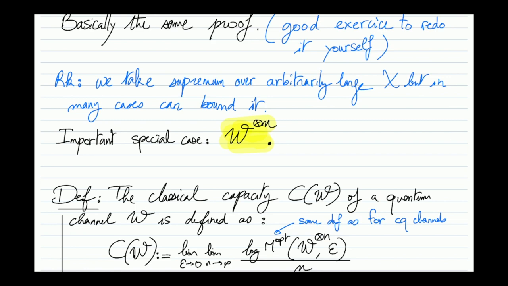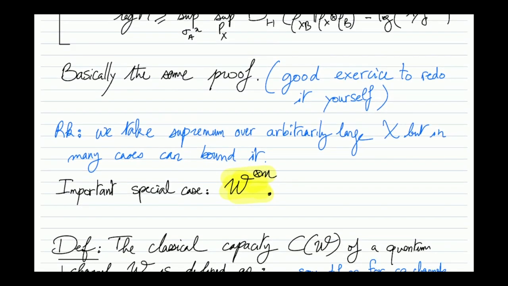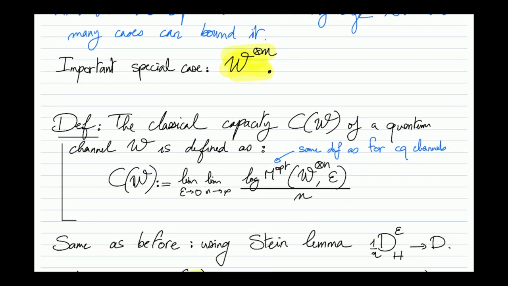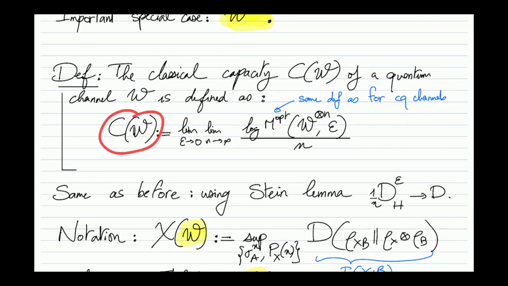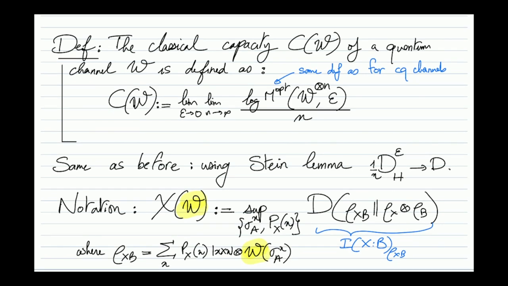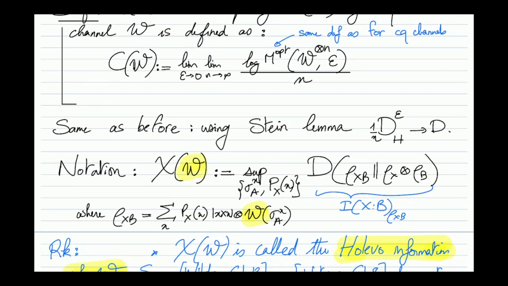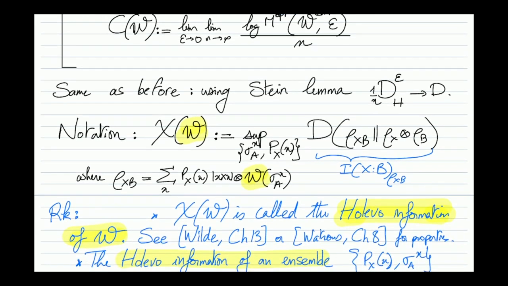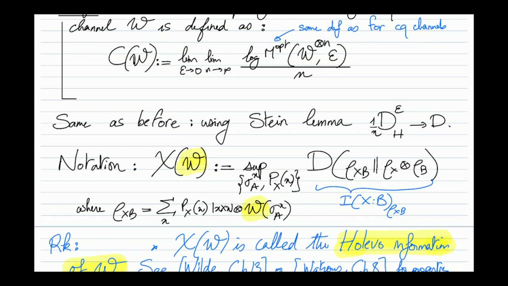As usual, we look at the important special case where I have n independent copies. I define the capacity in the same way, as the limit as epsilon goes to zero and n goes to infinity. I can also use the same analysis as before by using Stein's lemma.